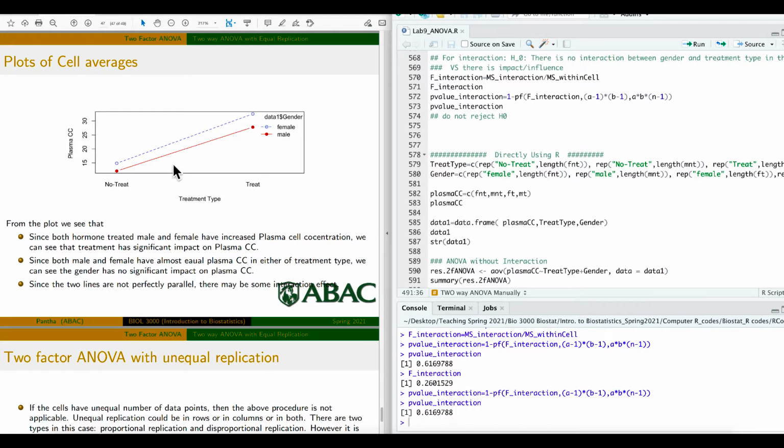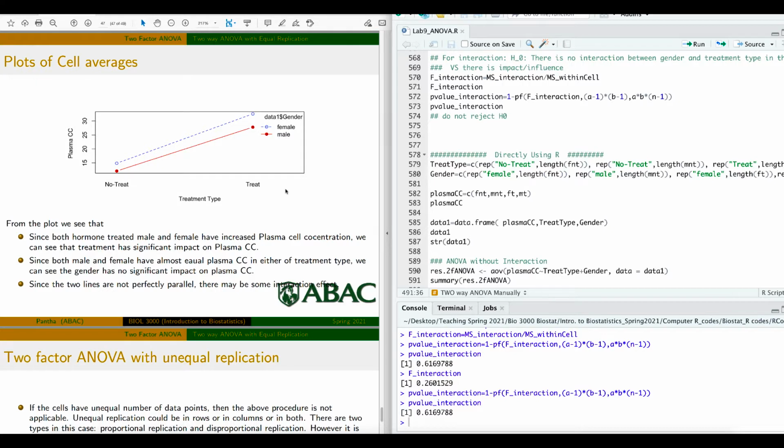So what can we see from here? You can see that the averages of the male and the female, for both no treatment and treatment, are almost the same, because they differ by very little. So what you can guess here is that the averages of the male and female are equal. The average plasma calcium content for both male and female is equal for treatment and no treatment.